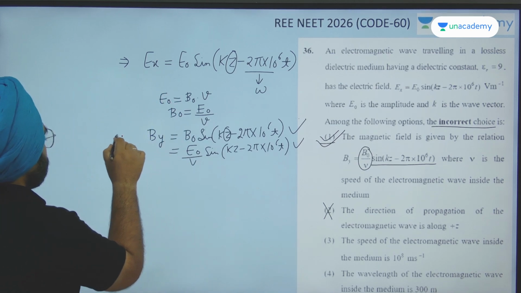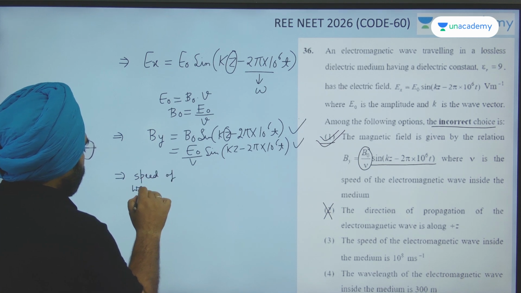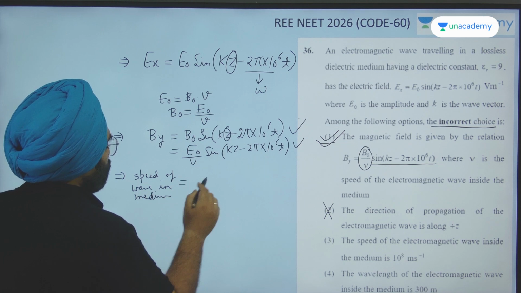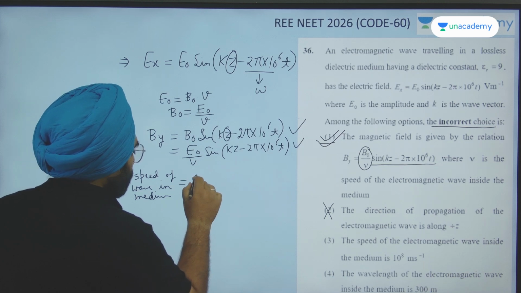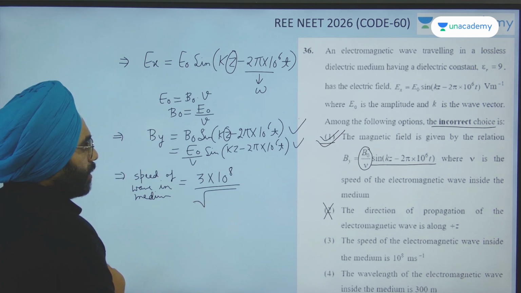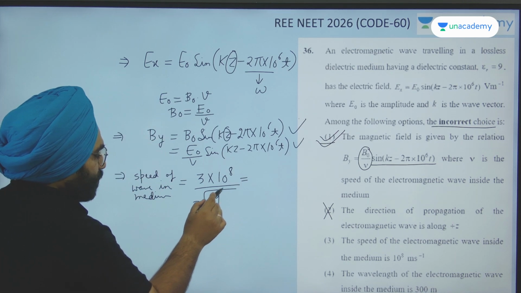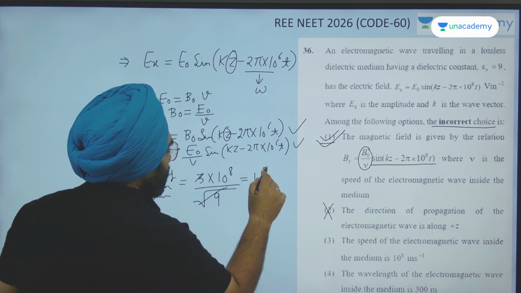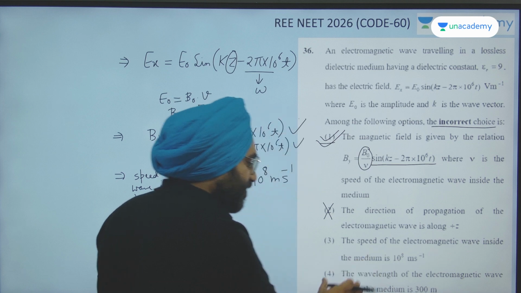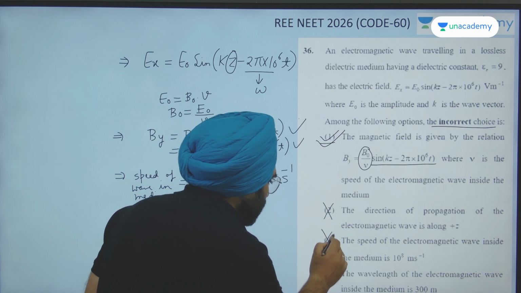Third one, the speed of EM wave inside the medium is 10 raised to power 8. How to solve this? We already know speed of wave in a particular medium is equal to speed of wave in vacuum, 3 into 10 raised to power 8, divided by root of dielectric constant. Okay, how much is the dielectric constant given? 9. So if I solve this, root 9 will become 3, so this will cancel. The answer will be coming 10 raised to power 8 meter per second. So this is the correct answer actually. The speed of the EM wave inside the medium is this much we are getting, but they are talking about the incorrect one. So this is also not our answer.